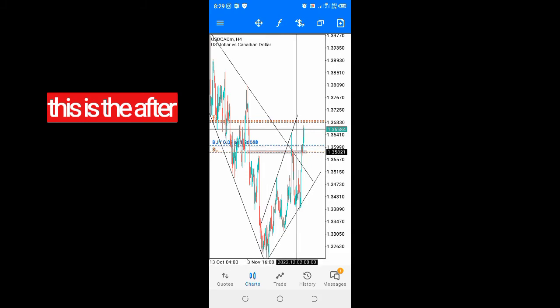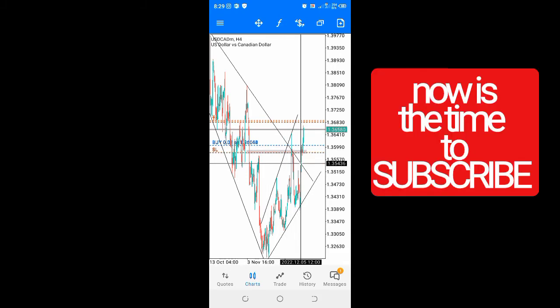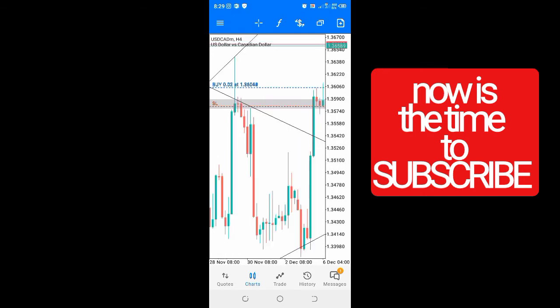When price broke this trend line here, I was like, okay, it's time to go to the upside. But I was not going to just enter trades. I don't enter trades blindly. So what I had to do.